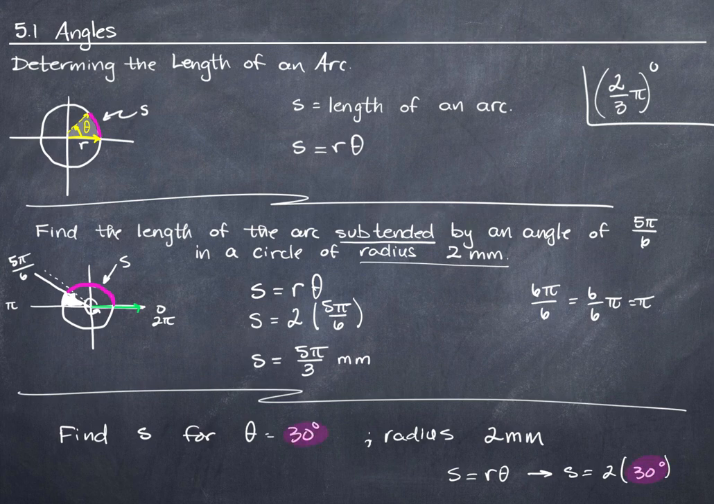You first have to convert it to radians, which is 30 degrees times pi over 180 degrees, which is, let's see, degrees cancel and zeros cancel. 3 goes into 18 6 times, so I get pi over 6. This is what you have to plug in to the formula. So be careful about that.